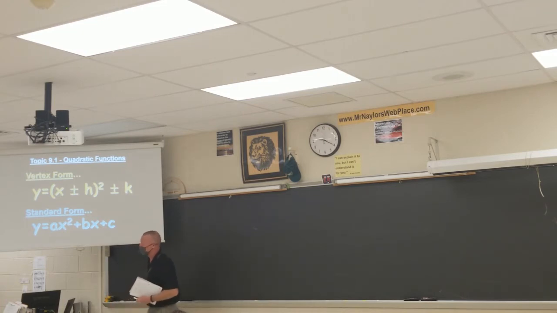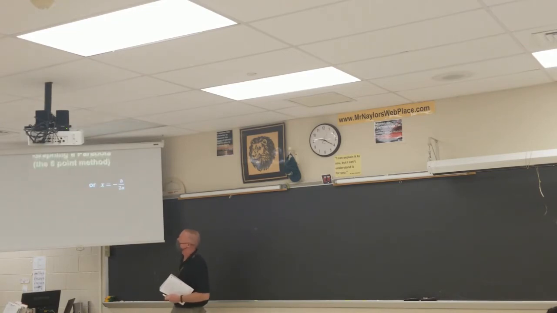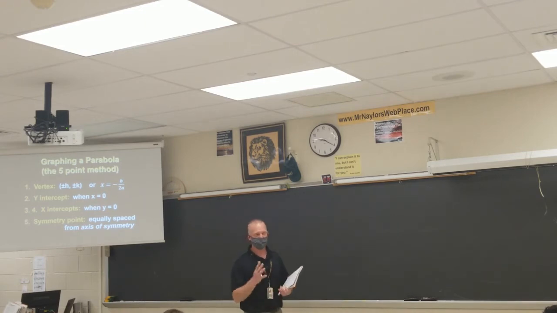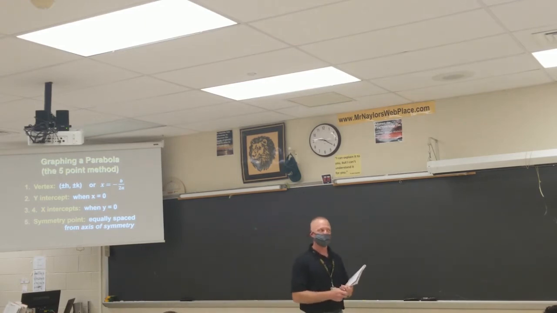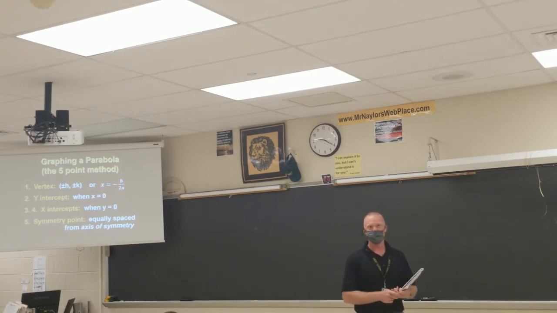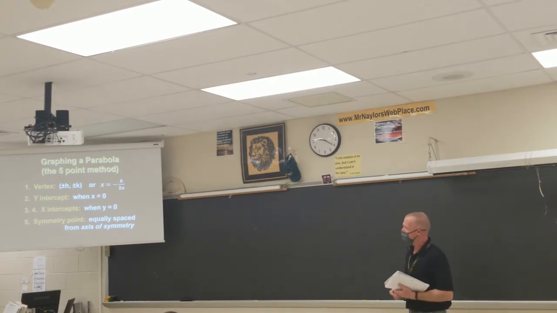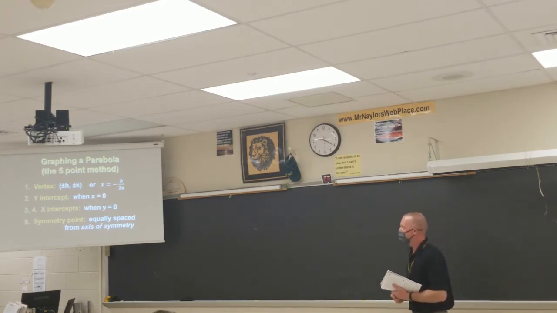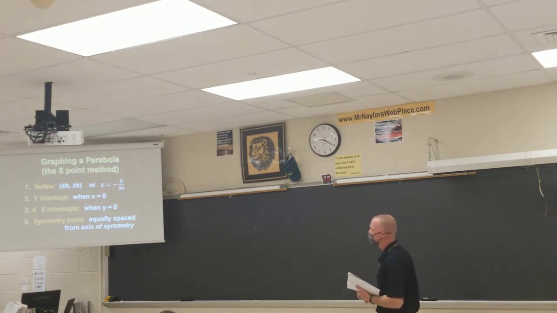And what we're going to do is use something I call the 5-point method to find the graph. I just coined the phrase 5-point method to help students think about these 5 points. Every parabola has the potential to have these 5 points. I say the potential because there are a few exceptions. But we have the vertex, the Y-intercept, the X-intercepts, and then a symmetry point.